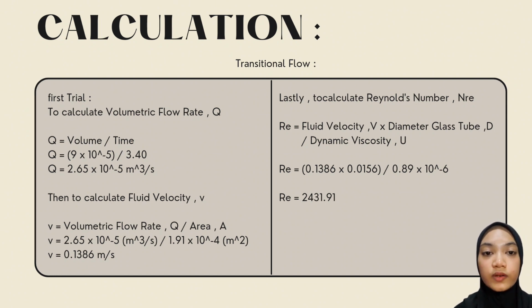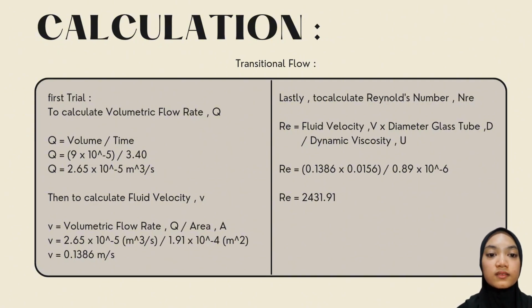Then to calculate the fluid velocity V, where V is equal to volumetric flow rate Q divided by the area, V is equal to 2.65 times 10 to the power of negative 5 divided by 1.91 times 10 to the power of negative 4, hence V is equal to 0.1386 meters per second.